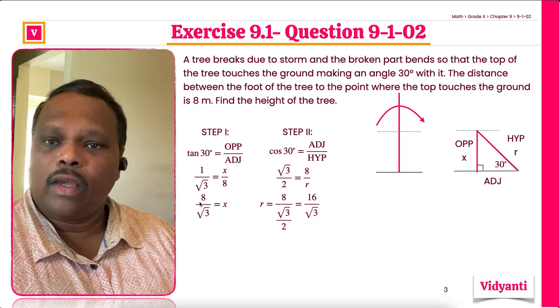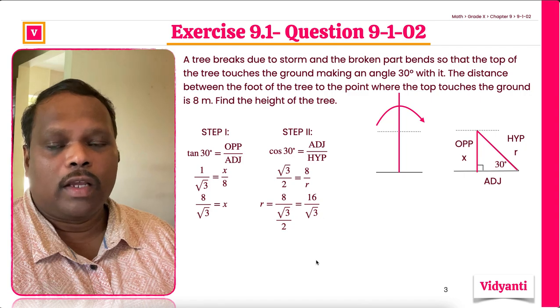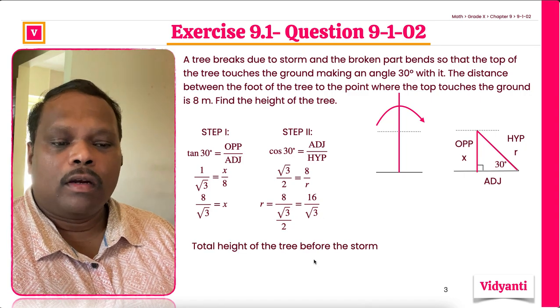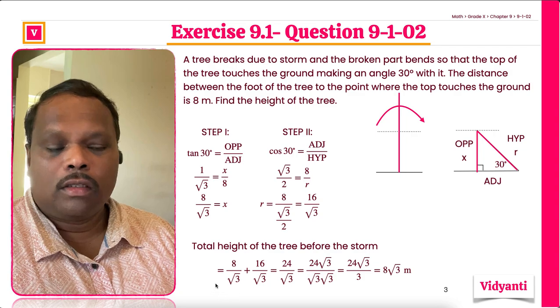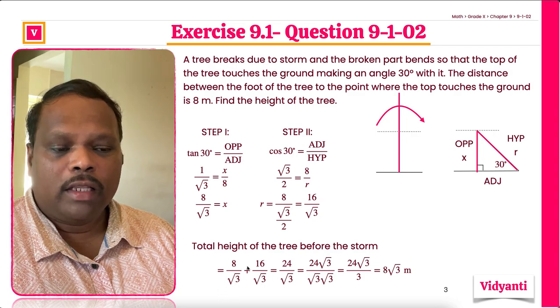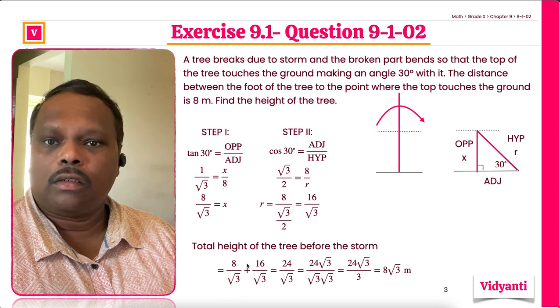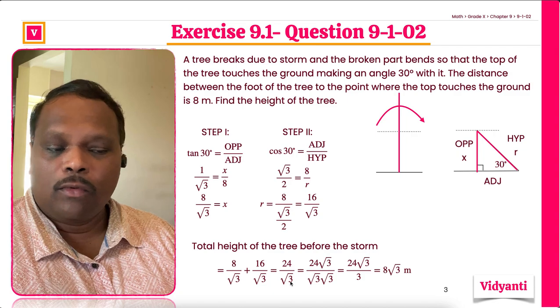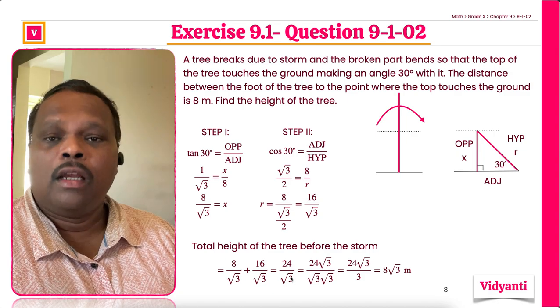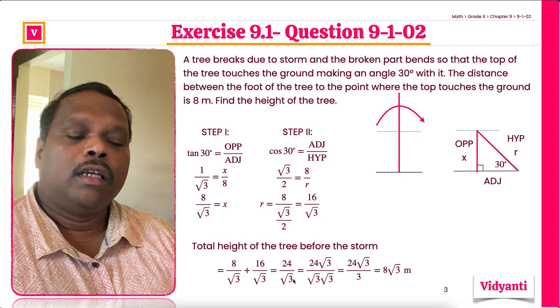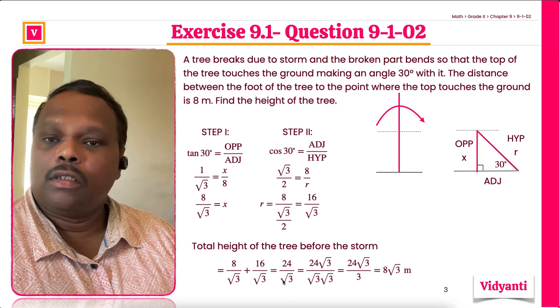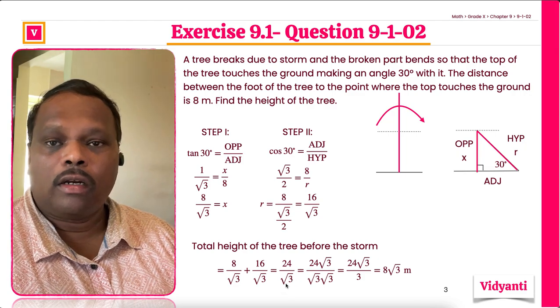Once we know the values of x and r, it's just a matter of adding them together. Remember, these are in irrational format. However, the denominator is the same, so we can combine them by only adding the numerators. It will be 24 root 3 divided by root 3. Technically, this answer is correct, but we do not leave it as it is. We prefer the denominator to be a rational number.